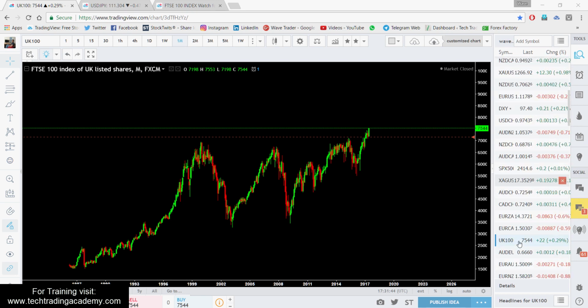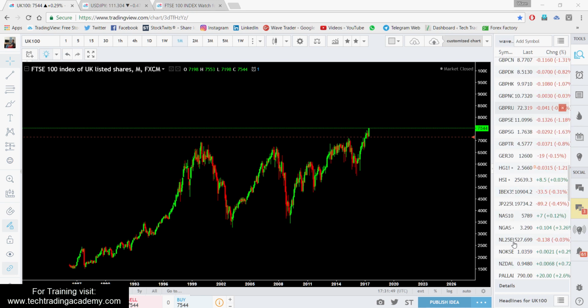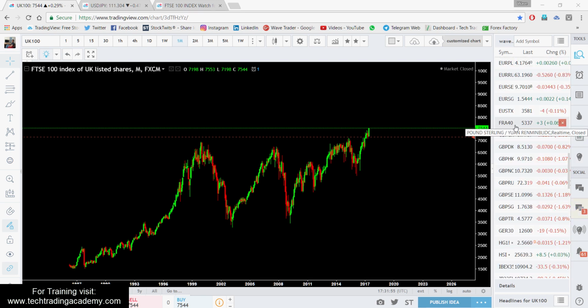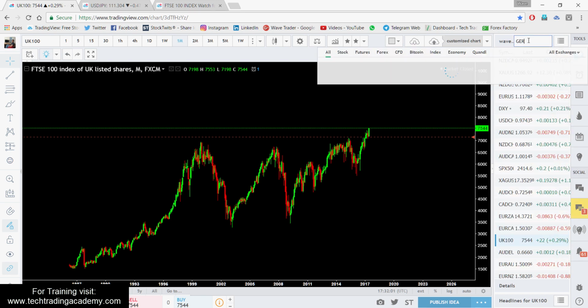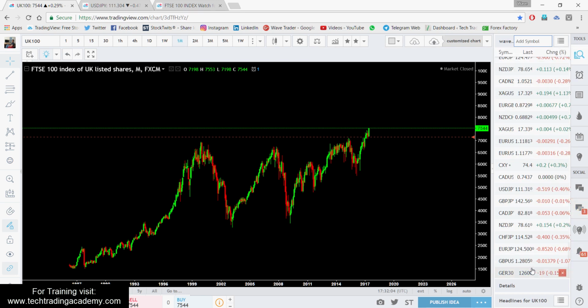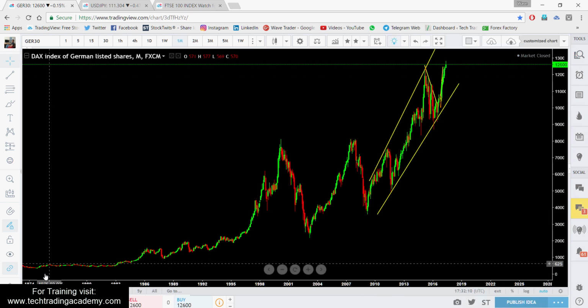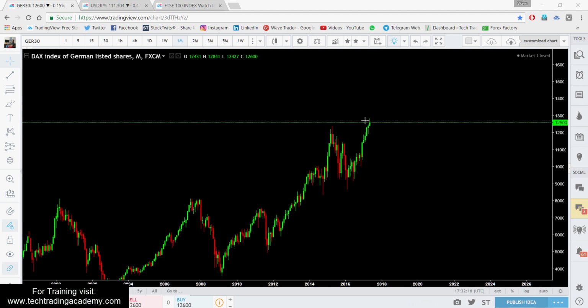German 30. Alright, so this one. We're not going to sell this pair. Do you see how strong that is? Will you dare to sell this pair for this much potential? Why don't you buy for this much potential?